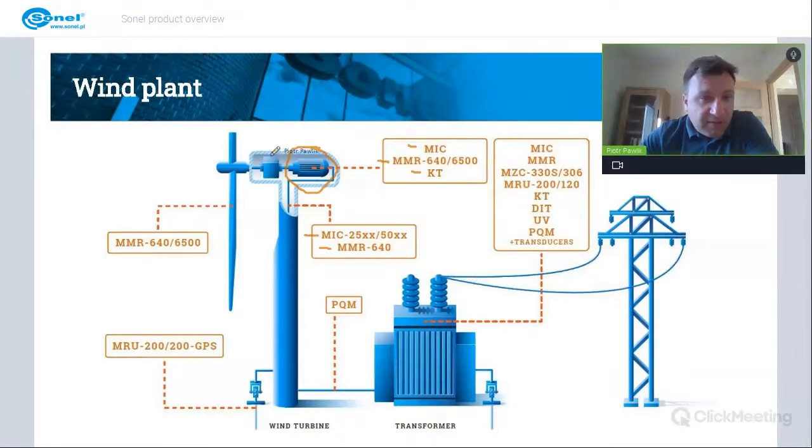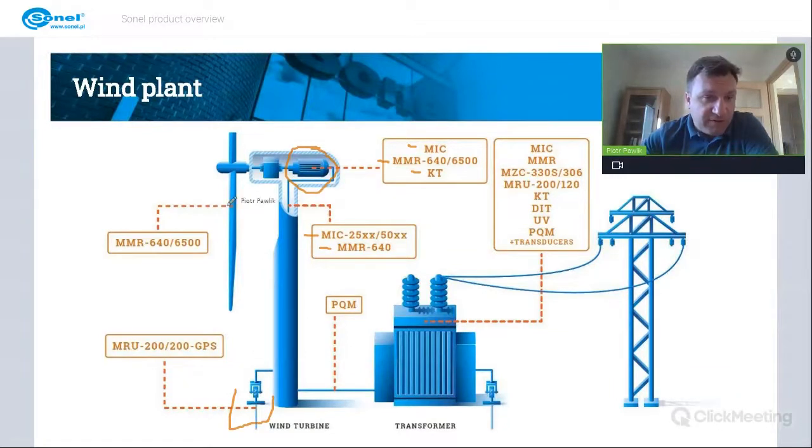Now the wind turbines, the towers, they have to be grounded. For that, we will need the MRU 200 or MRU 200 GPS. So we will be able to check the earthing of such a tower.